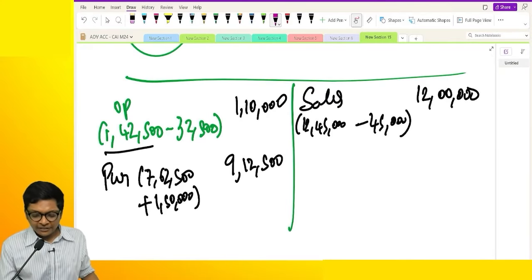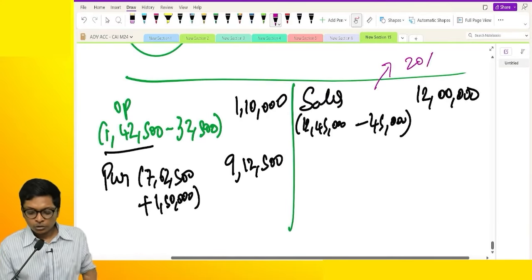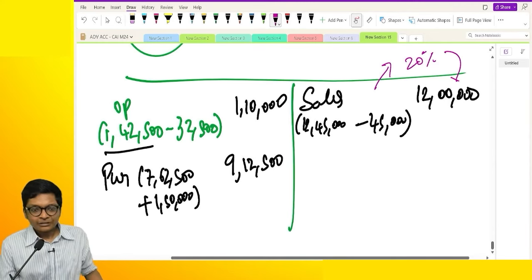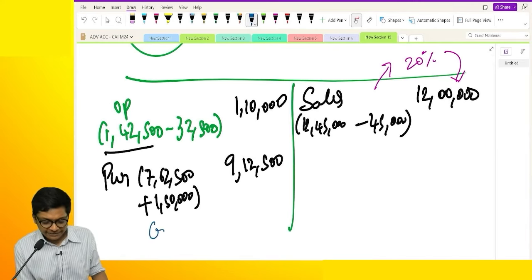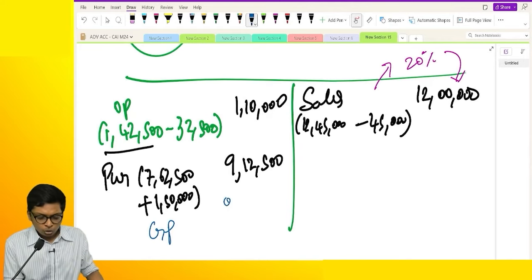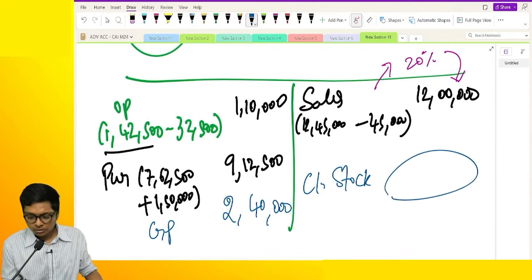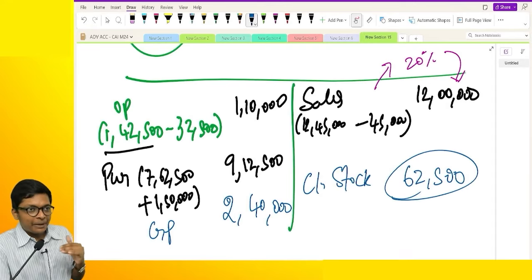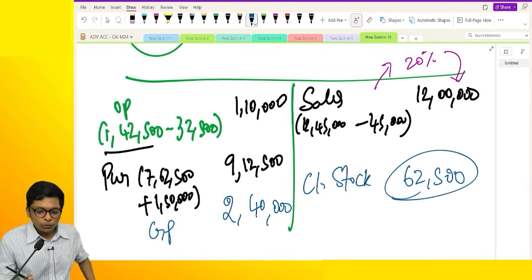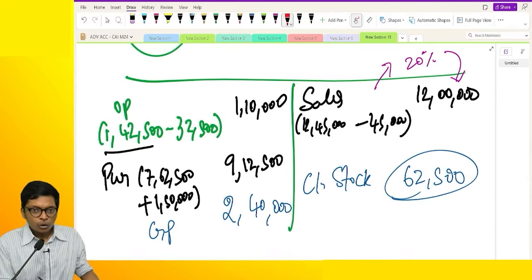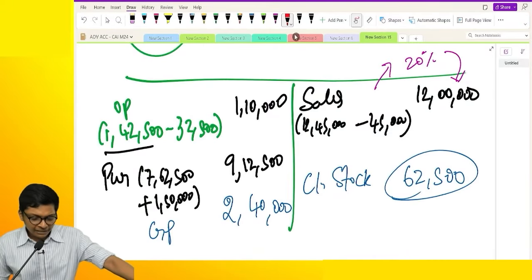Now, how much is gross profit? 20% on 12 lakhs. What is my GP? 2.4 lakh. Therefore, my closing stock will be a balancing figure. How much? 62,500. Are you following, guys? This balancing figure, we can also compute. How to compute? Follow, I'll give you time to copy.